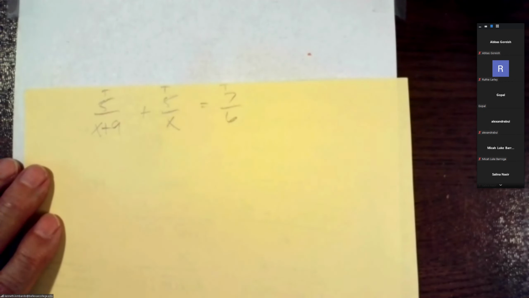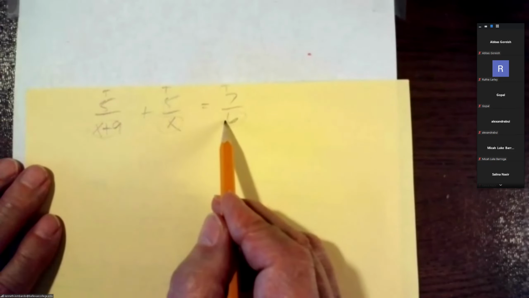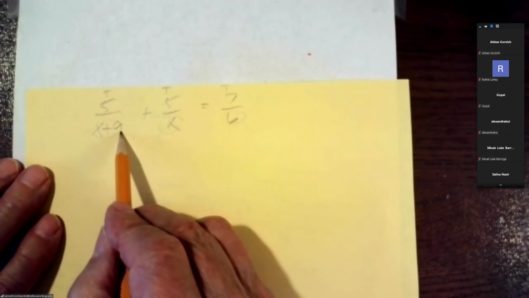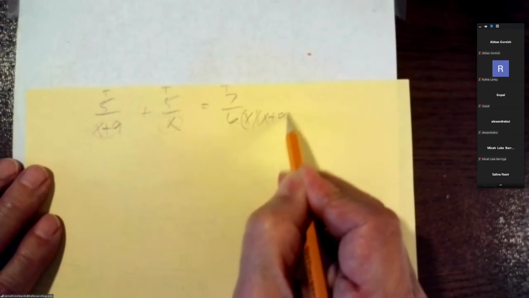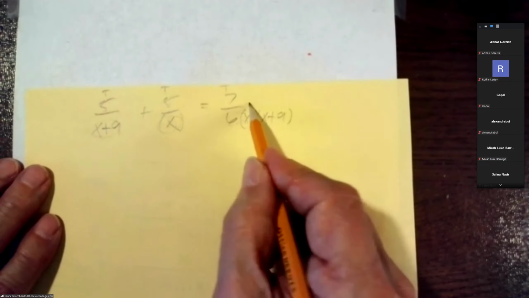Okay, so we also multiply the 7 sixths by the common denominator, I believe. Well, we need a common denominator for all three of these fractions. So this has a 6, this has an x, and this has an x plus 9. So this needs an x and an x plus 9, doesn't it? And whatever we do to the denominator, we do to the numerator.